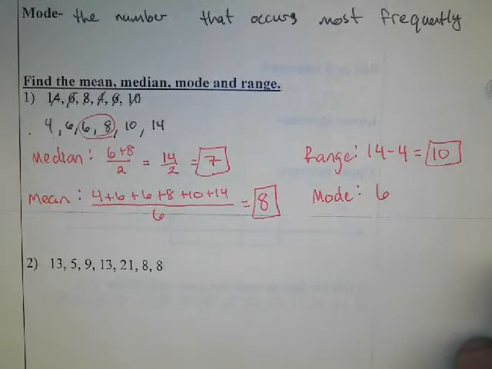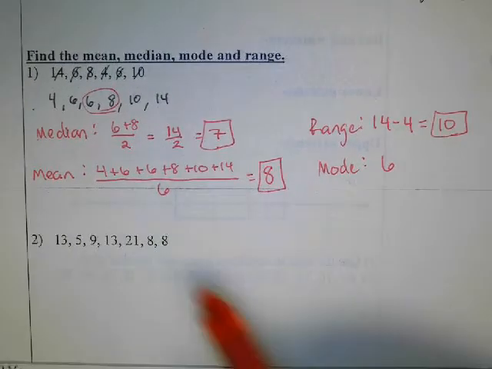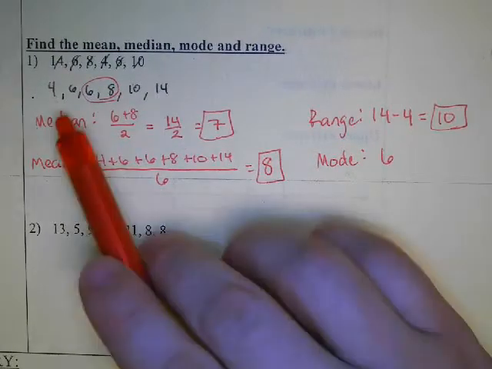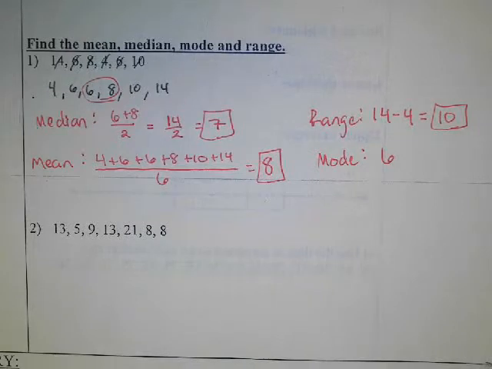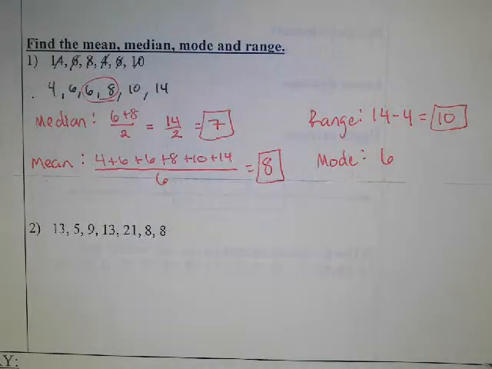So this is pretty straightforward stuff. If you could, just go ahead and pause right here and see if you can find these four central tendency data values on your own for number 2. So pause here and see if you can find the median, mean, range, and mode for number 2.